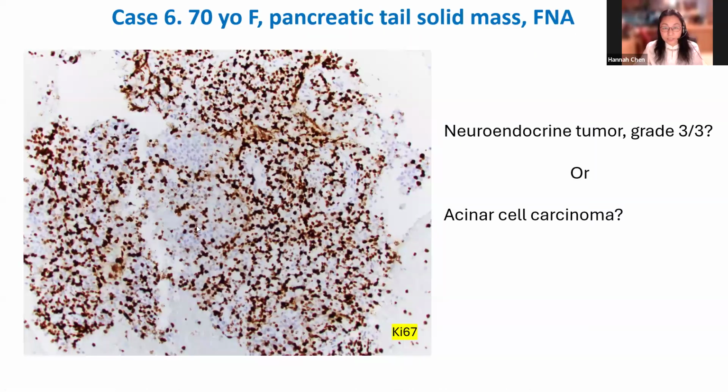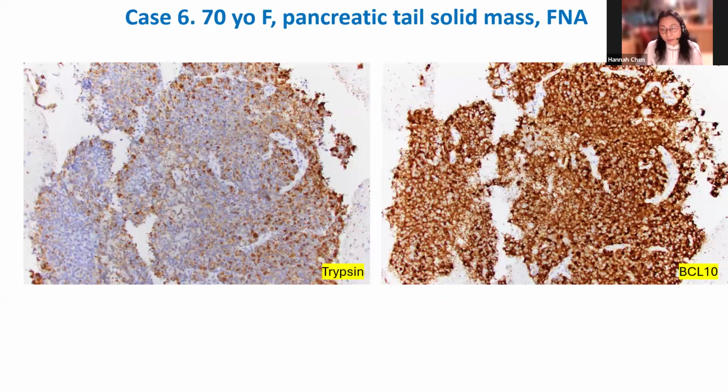Ki67 is pretty high. So this is either neuroendocrine tumor grade 3 because of the high level of expression of INSM1, or it is acinar cell carcinoma. Trypsin and BCL10 are positive for this tumor. So the final diagnosis is acinar cell carcinoma.